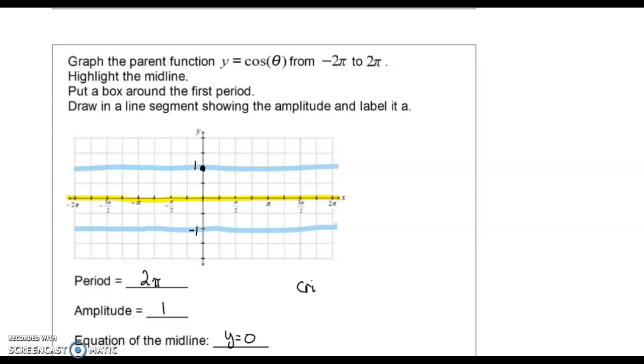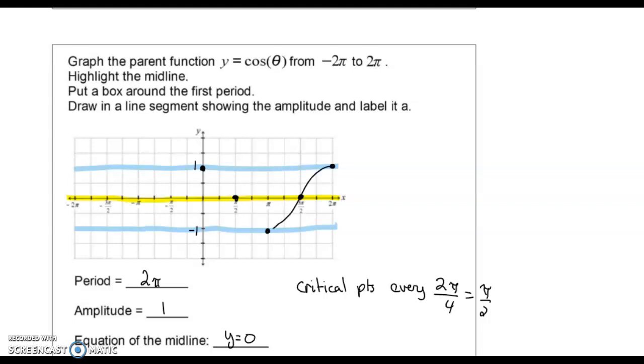Now, this has critical points. Remember you take the period divided by 4. So every pi over 2. So that tells me my spacing. So it starts up, and then at pi over 2, it's at 0. At pi, it's down below at -1. 3 pi over 2 is back to 0, and 2 pi. So it's going to continue like that.